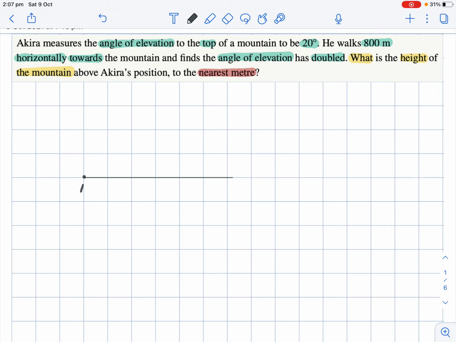Let's say Akira was here, and we'll call Akira A. And the mountain is over here at M. And we want to find out how far it is to the top of this mountain. We want to find out what is the height of the mountain above Akira's position. Okay, so we're starting to label some stuff on here.